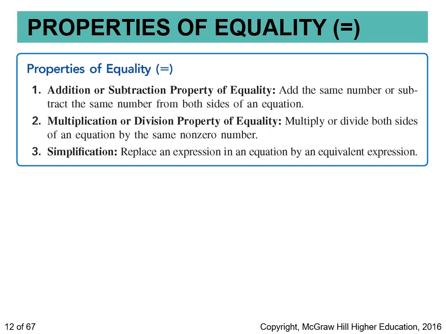The properties of equality you will need to know to be able to substantiate why a step in the equation was valid. Number 1, we can add or subtract the same number from both sides. Number 2 says we can multiply or divide the same number on both sides. And number 3 is just to simplify: add, subtract, multiply, or divide.